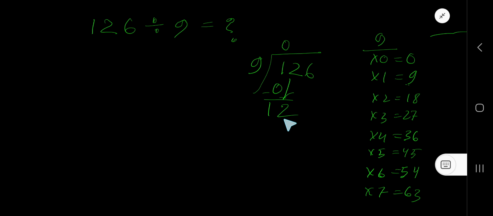9 goes into 12 how many times? 2 times is 18, so 1 time, right? 1 times 9, 9. Subtract, 3. Bring down this 6.